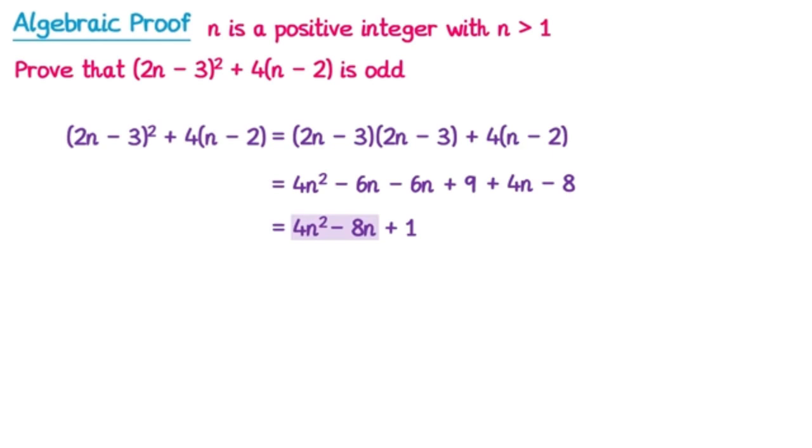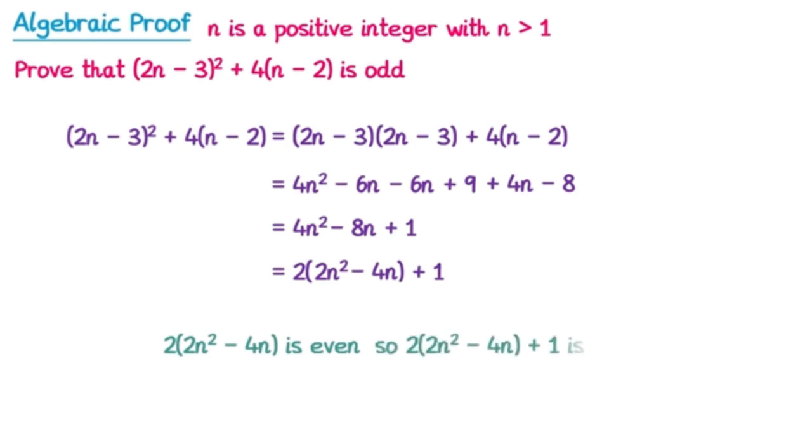And to do that, we factorize out a 2. So we write this as 2 lots of 2n squared minus 4n, and then we have this plus 1 at the end. So we know that 2 lots of 2n squared minus 4n must be even, since it's a multiple of 2, which means if we add 1 to that and do 2 lots of 2n squared minus 4n plus 1, it must be odd. And that's the proof complete.